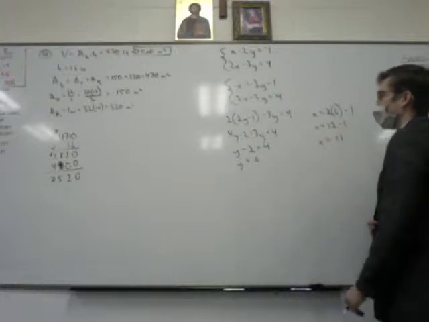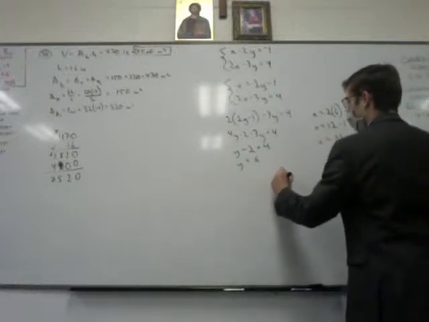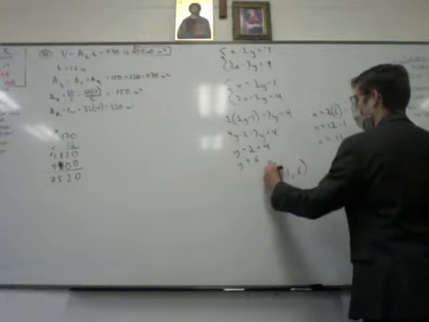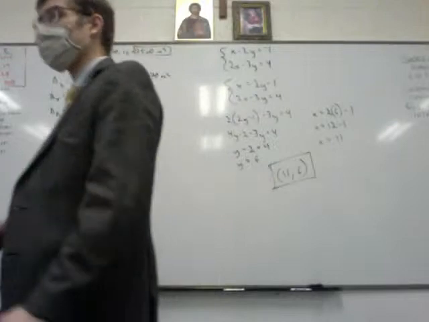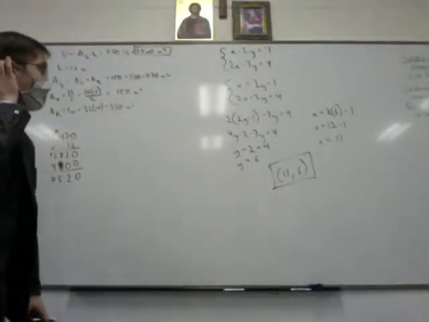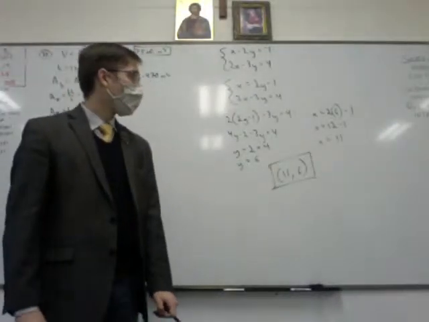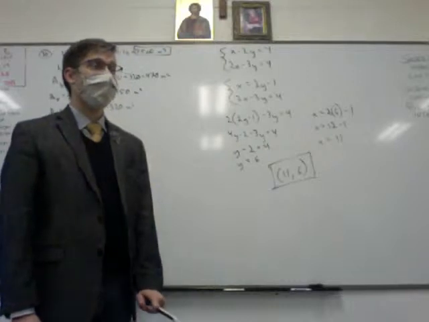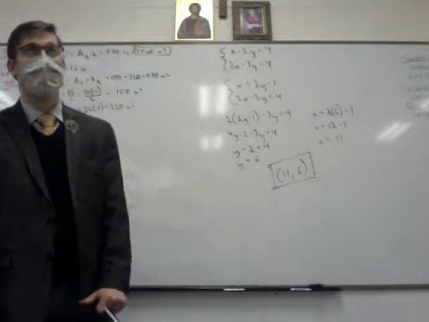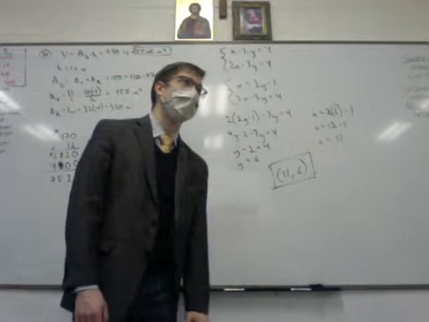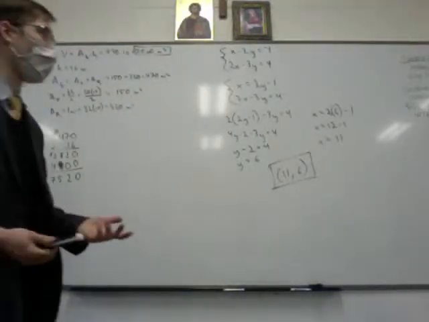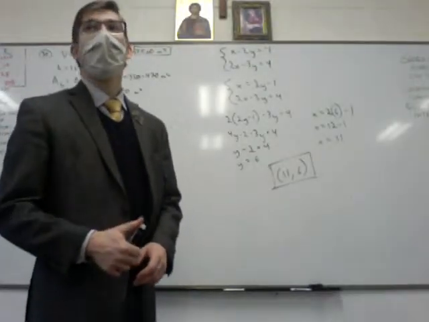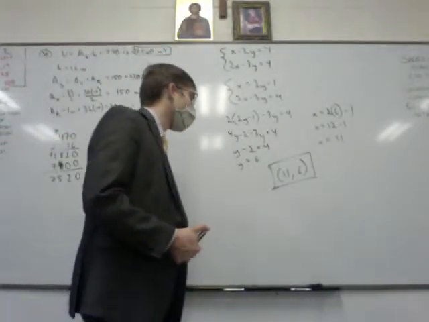How do we write our answer? 11 comma 6. Parentheses, always the x first. 11 comma 6. Yes, that's exactly how we do it. If we write 6 comma 11, should we take a point off? I'd take at least 1, maybe 2, because you're flipping around the variables. Okay, the order is important.